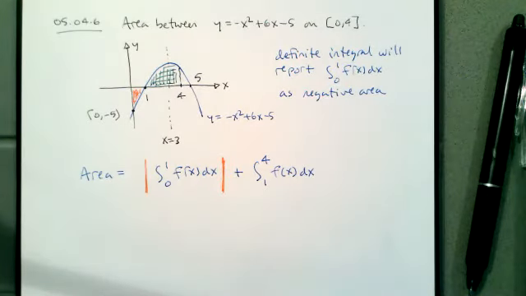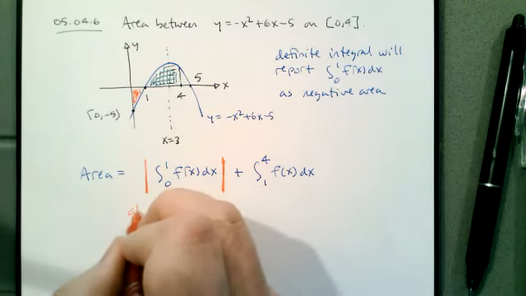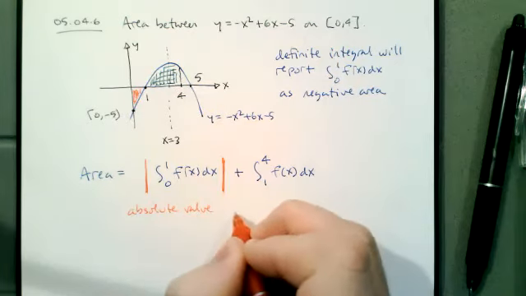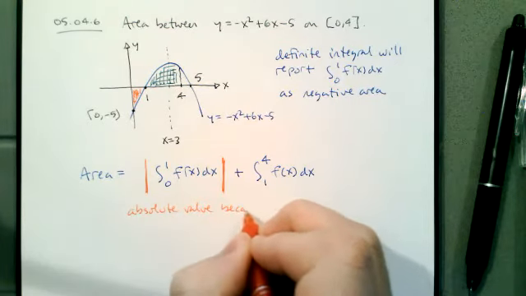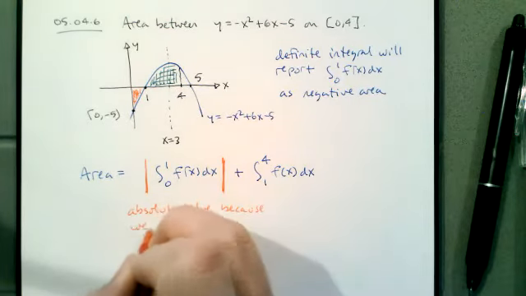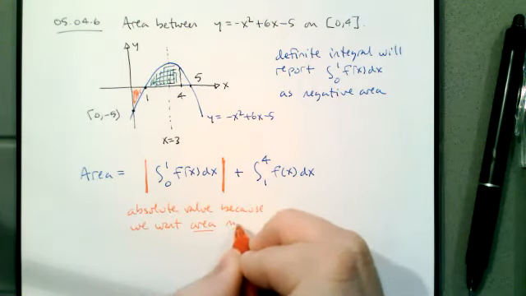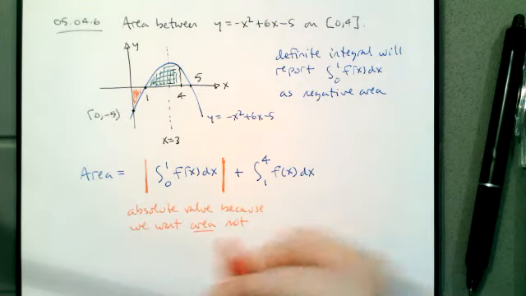If we take the absolute value of the function from 0 to 1, that will give us positive area. So we want positive area, and then the opposite of the negative area. So absolute value, because we want area, not the change in the function.